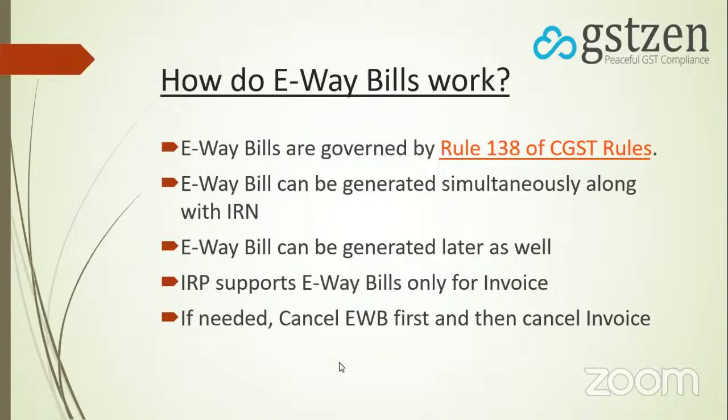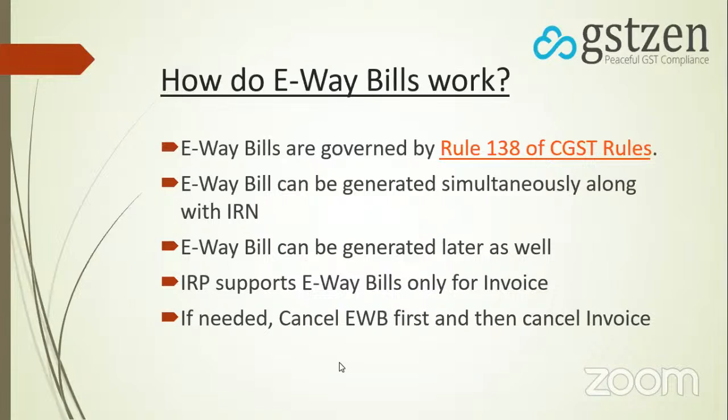Let's say you generate an e-invoice today, but you are moving goods after 3 days. So I can generate the e-invoice today and generate the e-way bill after 3 days. IRP supports e-way bill only for invoice. It does not support it for credit note and debit note.